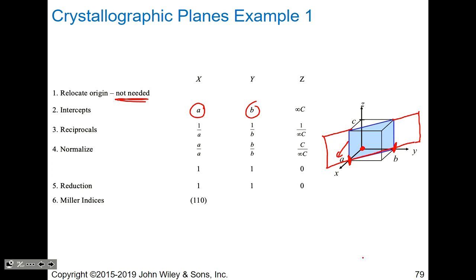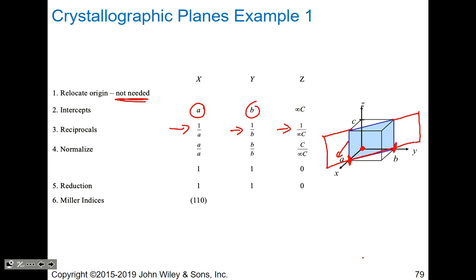Okay. Where does it intercept the z direction, or the z-axis? It doesn't. So basically, the notation is infinity c, because it will never actually intersect the z-axis. Okay? So then when you take a reciprocal of that, you just put 1 over a. That's how you get 1 over a. Then you put 1 over b, where it intercepts.